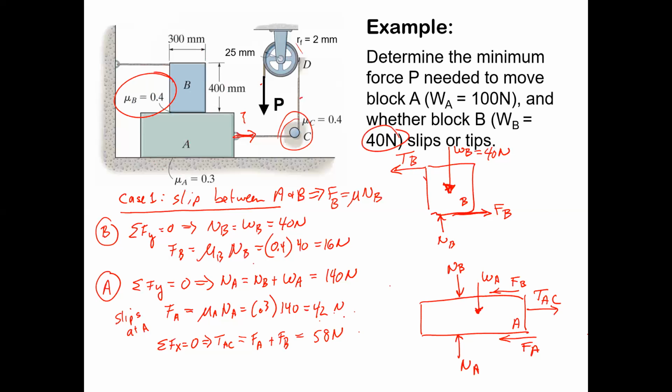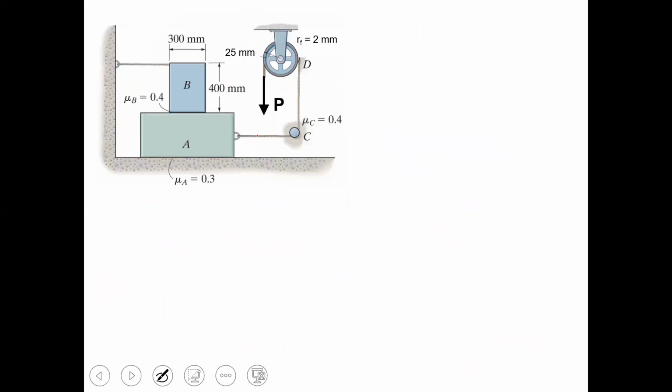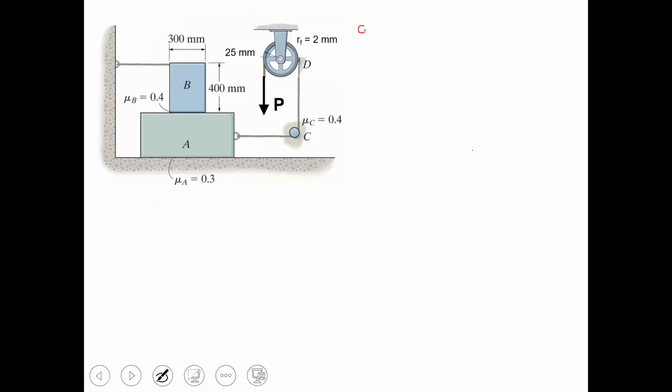So that's the condition where box B is slipping on A, and that's the force we're going to need on A to get it to move. So we then continue, just to take this all the way through, even though we're going to have to examine the other case as well. We're going to look at what's going on at C now, to show you how you deal with the belt friction, right?